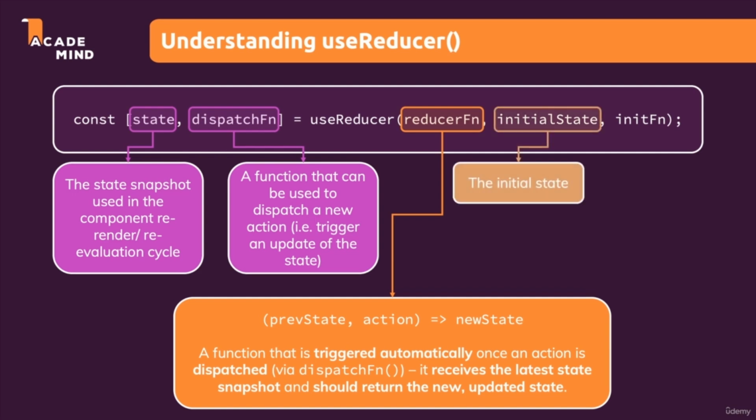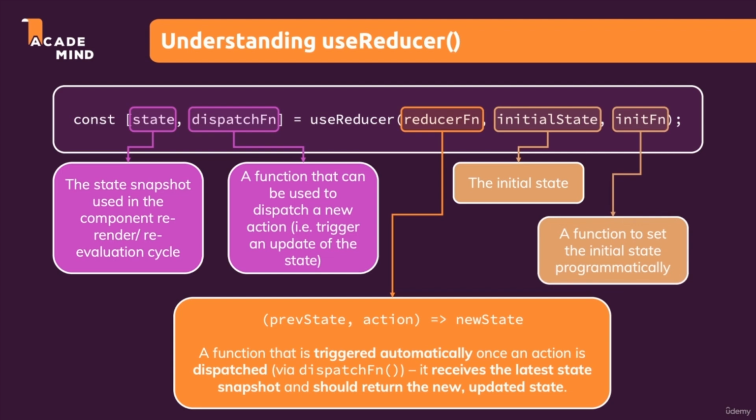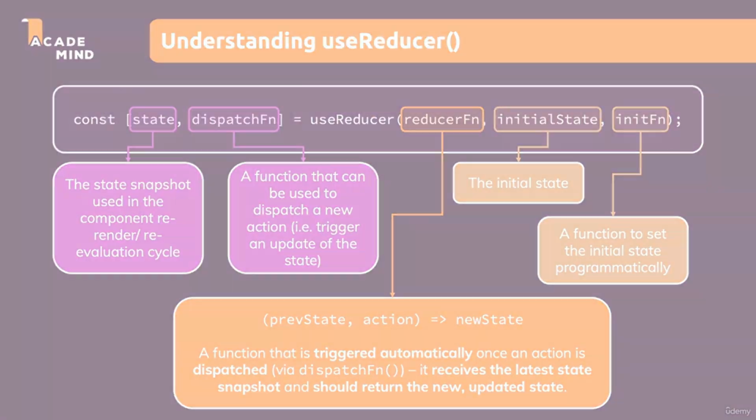In addition, you can also set some initial state and also an initial function that should run to set the initial state in case your initial state is a bit more complex and, for example, the result of, let's say, an HTTP request or anything like that. We'll ignore that for now. So that's useReducer in theory. Let's see it in action.